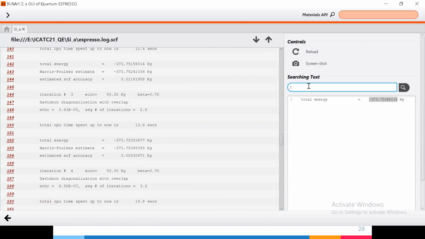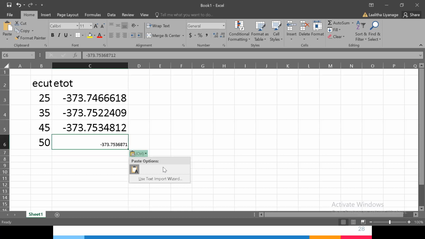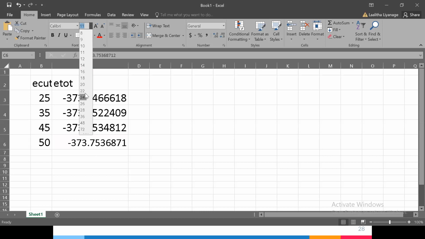Let's search for the total energy. Okay, so total energy, you can get it from here. This is the total energy. So we copy that. And now you can probably see it's converged to the third decimal point, right? Yeah, you have a third decimal point convergence.